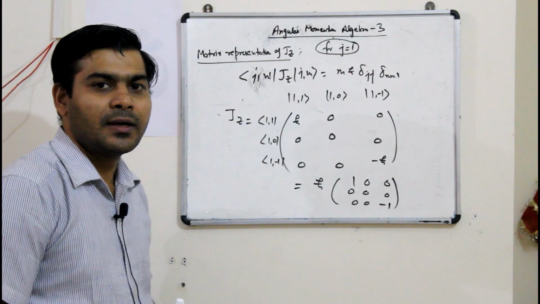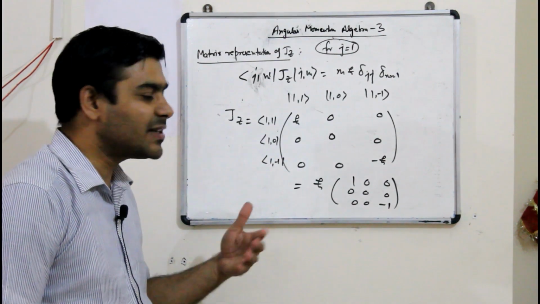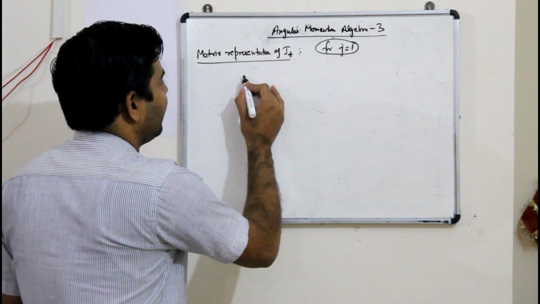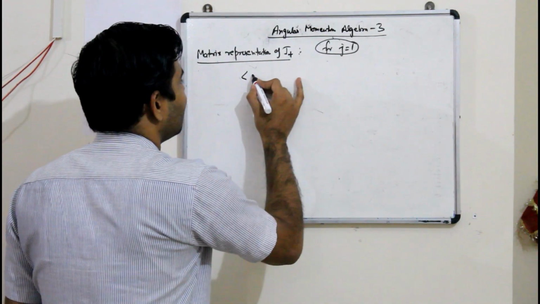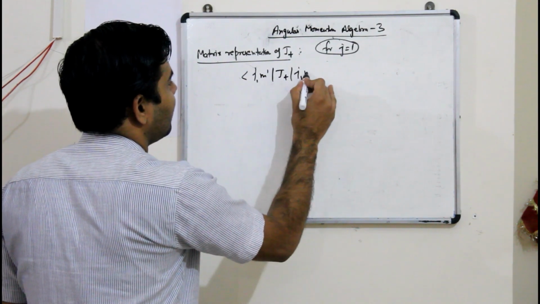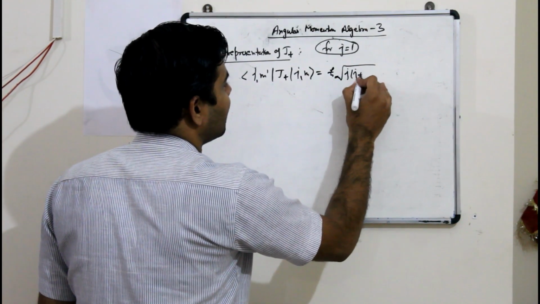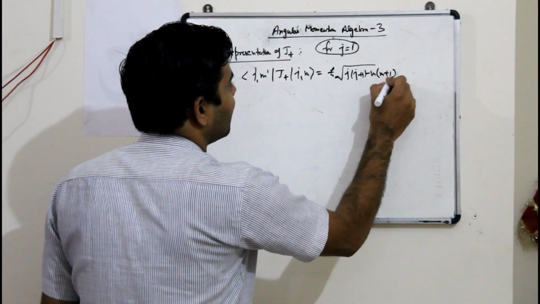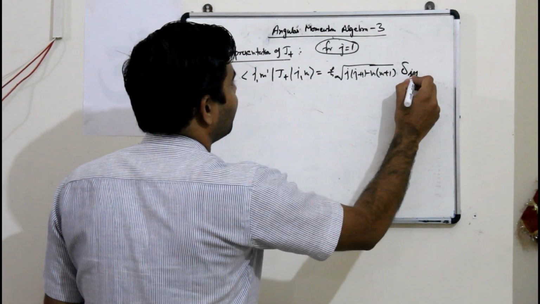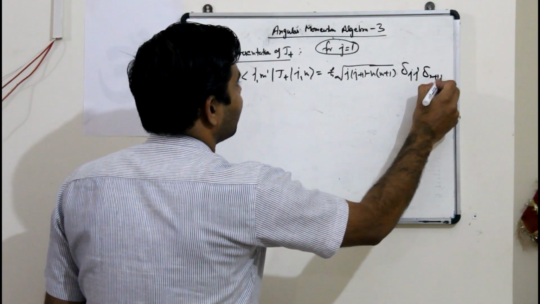Now let's have a look at the other operators, how their matrix representations look: Jx, Jy, J plus and J minus. Okay, so if we write down the similar equation for the J plus operator, ⟨j' m'|J+|j, m⟩ will give me ħ under the root of j(j+1) minus m(m+1), delta j j', delta m+1 m'.